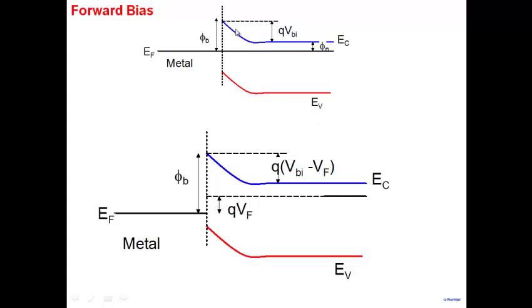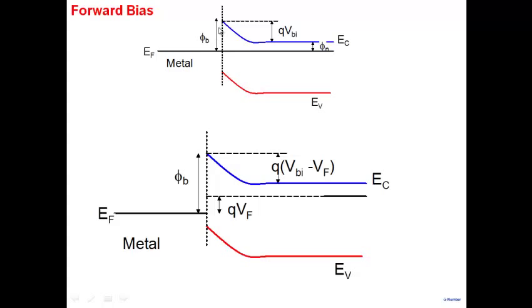Earlier the band bending here was VBI. Now the band bending is VBI minus VF here. The band bending is reduced. And the more voltage that you apply, the smaller the band bending becomes. Okay, does it make sense?